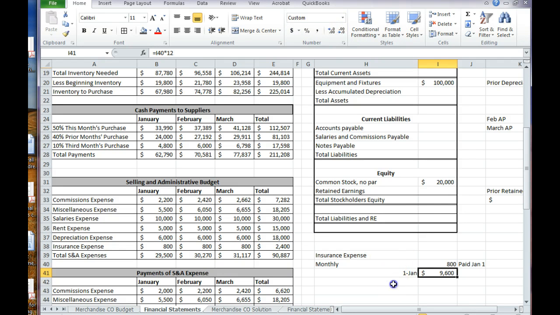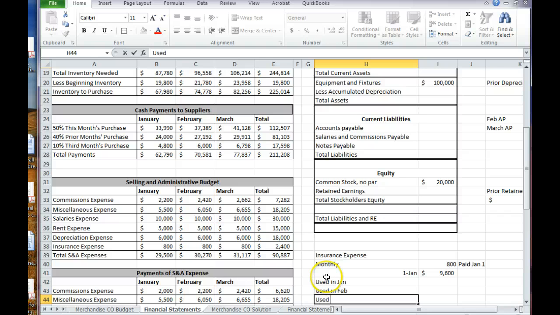Now we used some in January, and that's what's going on here. We used some in February, and that's what's going on there. And we used some in March. So we're drawing down that prepaid account. January, February, March.